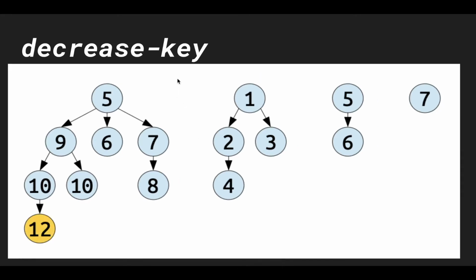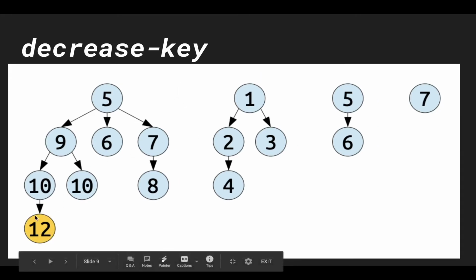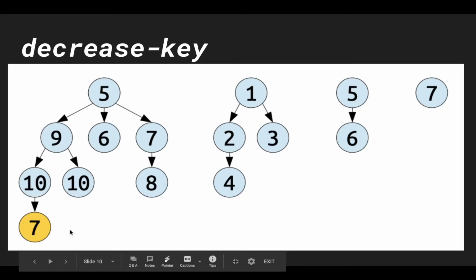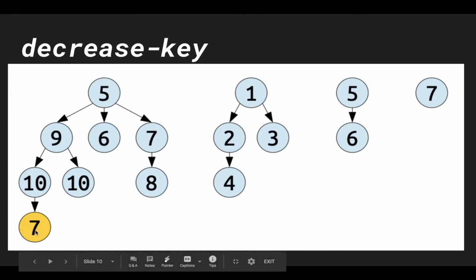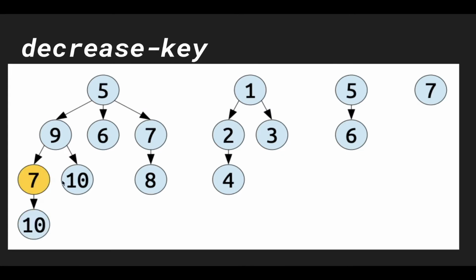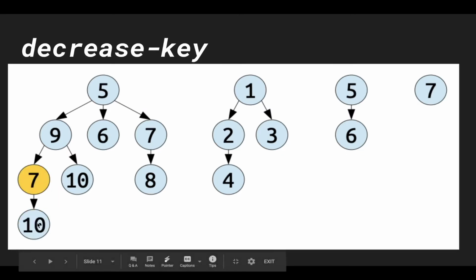Next, let's decrease key again, and let's perform it on this node. We want to decrease 12. And we decrease it to 7. So now we're violating our heap invariant because not every node is less than its children. 10 is not greater than 7. 7 should be above 10. So we're going to swim up. We're going to swap 7 and 10. So 7 is going to take 10's place and 10 is going to take 7's place.